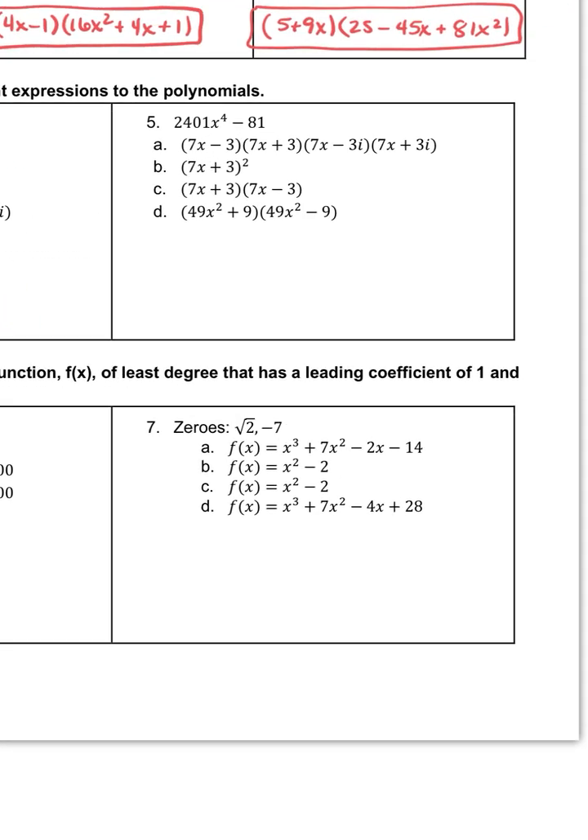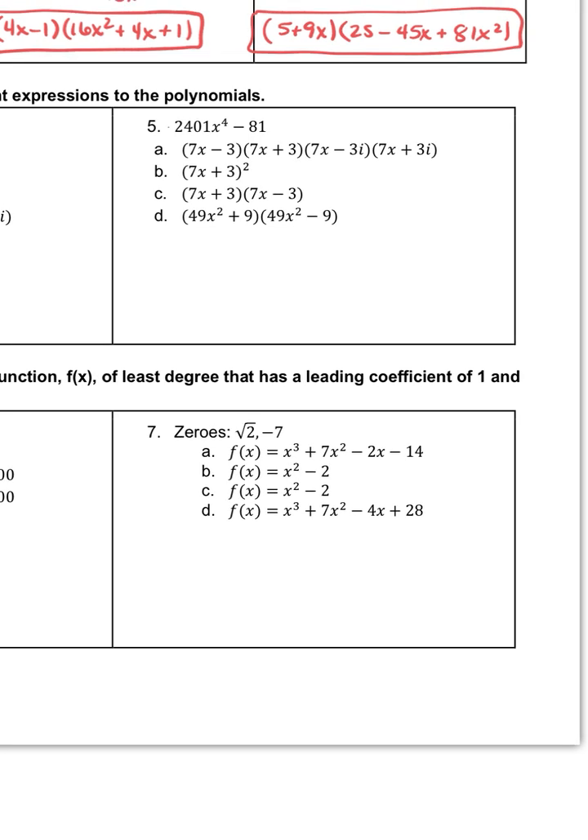I'm going to do the same thing here. So the square root of 2401 is 49. So that's going to be 49x to the second. And then the square root of 81 is 9. So I have a 9, 49x squared, and 9. So one's going to be plus and one's going to be minus.